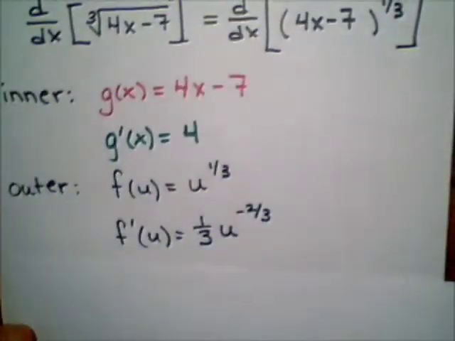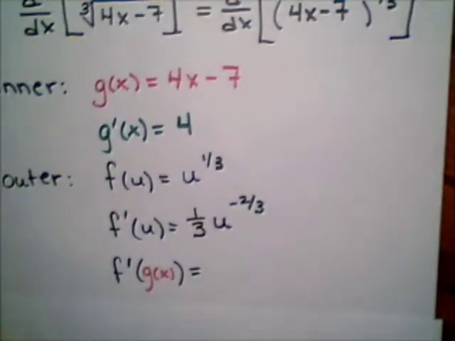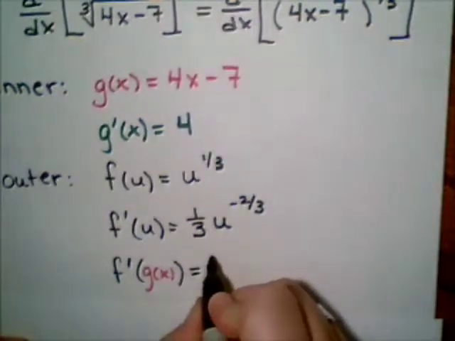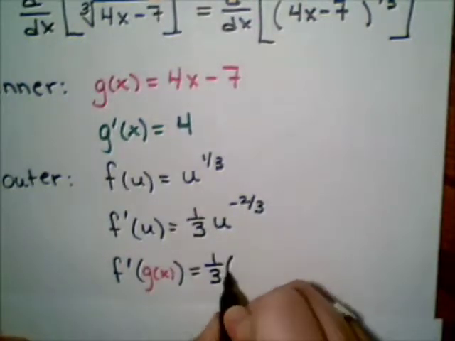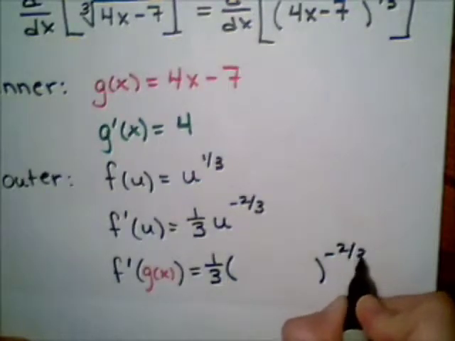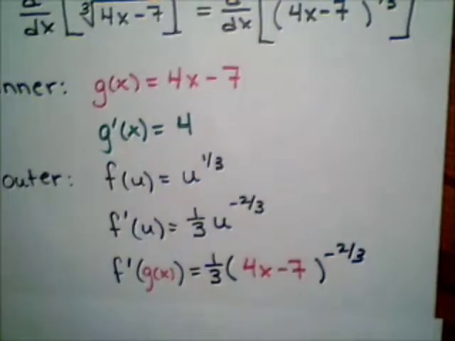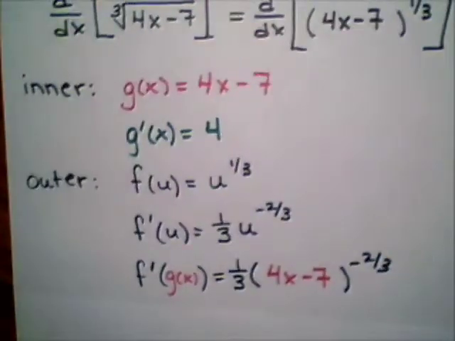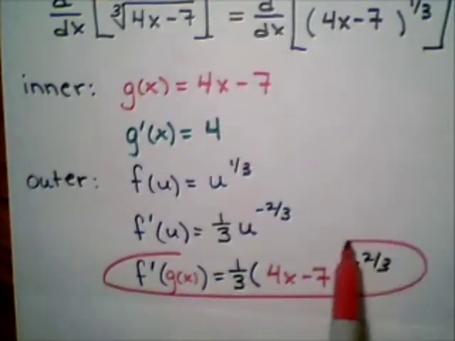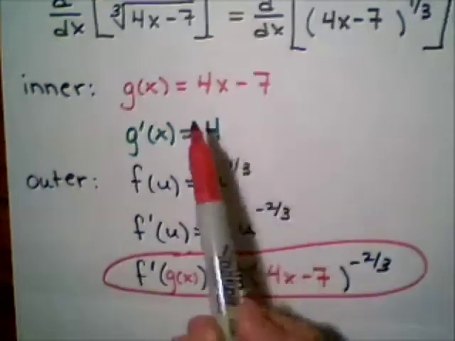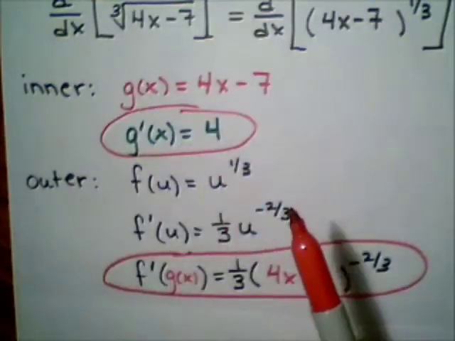In the chain rule, we're going to have to evaluate f prime at our original innermost function g. So we might want to write down 1/3 the function g to the negative 2/3 power, where g of x was that polynomial 4x minus 7. And the chain rule says the derivative of the composite function is going to be the derivative of the outermost times the derivative of the innermost.